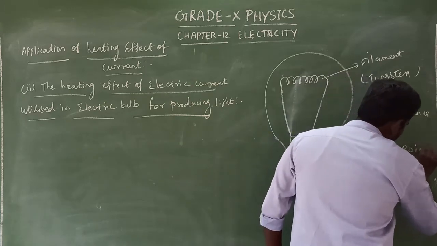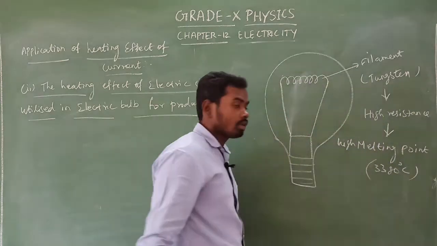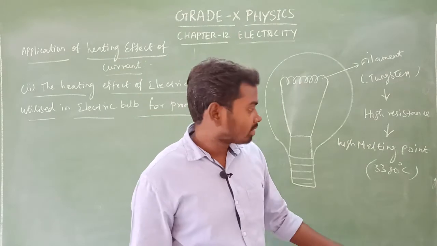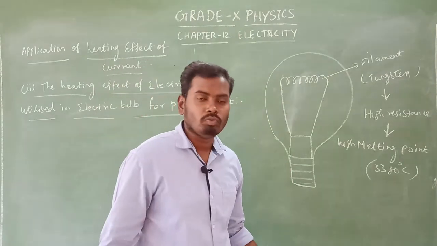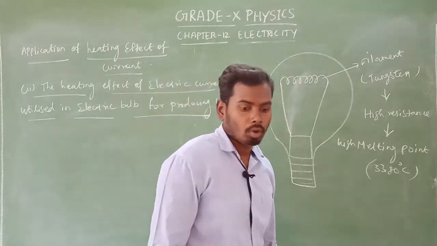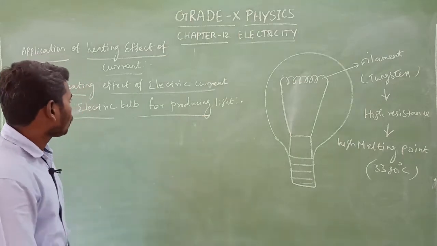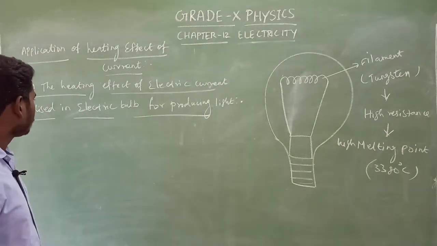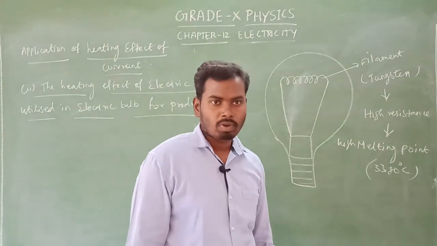So how much? 3380 degrees Celsius. Look here. The melting point of tungsten is 3380 degrees Celsius. It's a very tremendous one. Second, we are going to see the second application of the electric current utilized in the electric bulb for producing light.